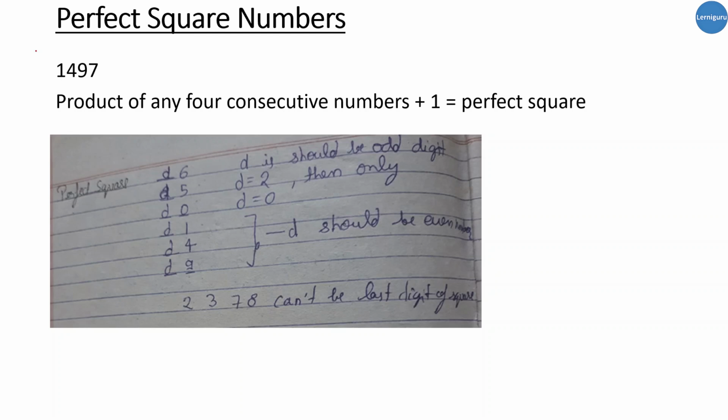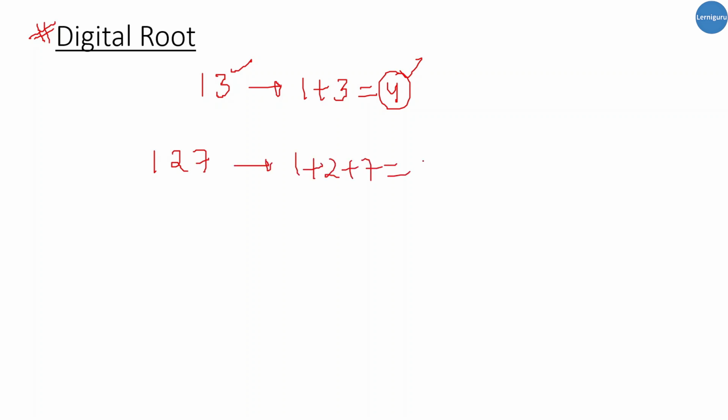Now, digital root is not part of classification, but it is a concept I need to explain because I have to explain perfect square numbers. Digital root is basically the sum of the digits of a number. Let's write 13. The sum of digits is 1 plus 3, that is 4. So this is the digital root of 13. Let's say another number is 127. The digital root will be 1 plus 2 plus 7, that is 10. And 10 again, 1 plus 0, that is 1.